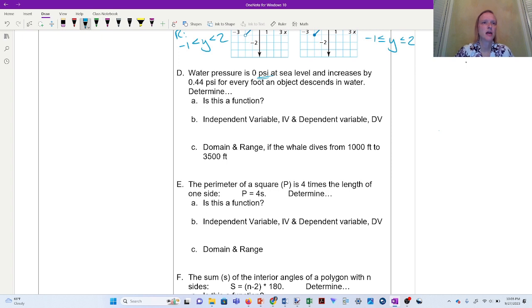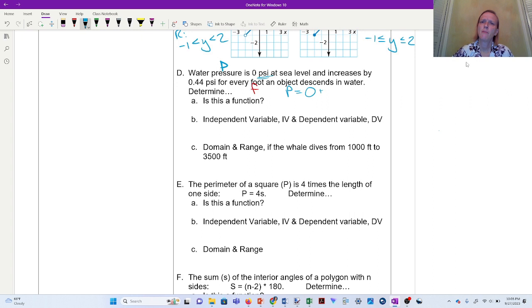So if we decide that the number of feet we are below sea level is F, and our water pressure is P, then we can come up with a relationship between P and F. Pressure starts at 0 psi and then increases by 0.44 psi for every foot an object descends in water.